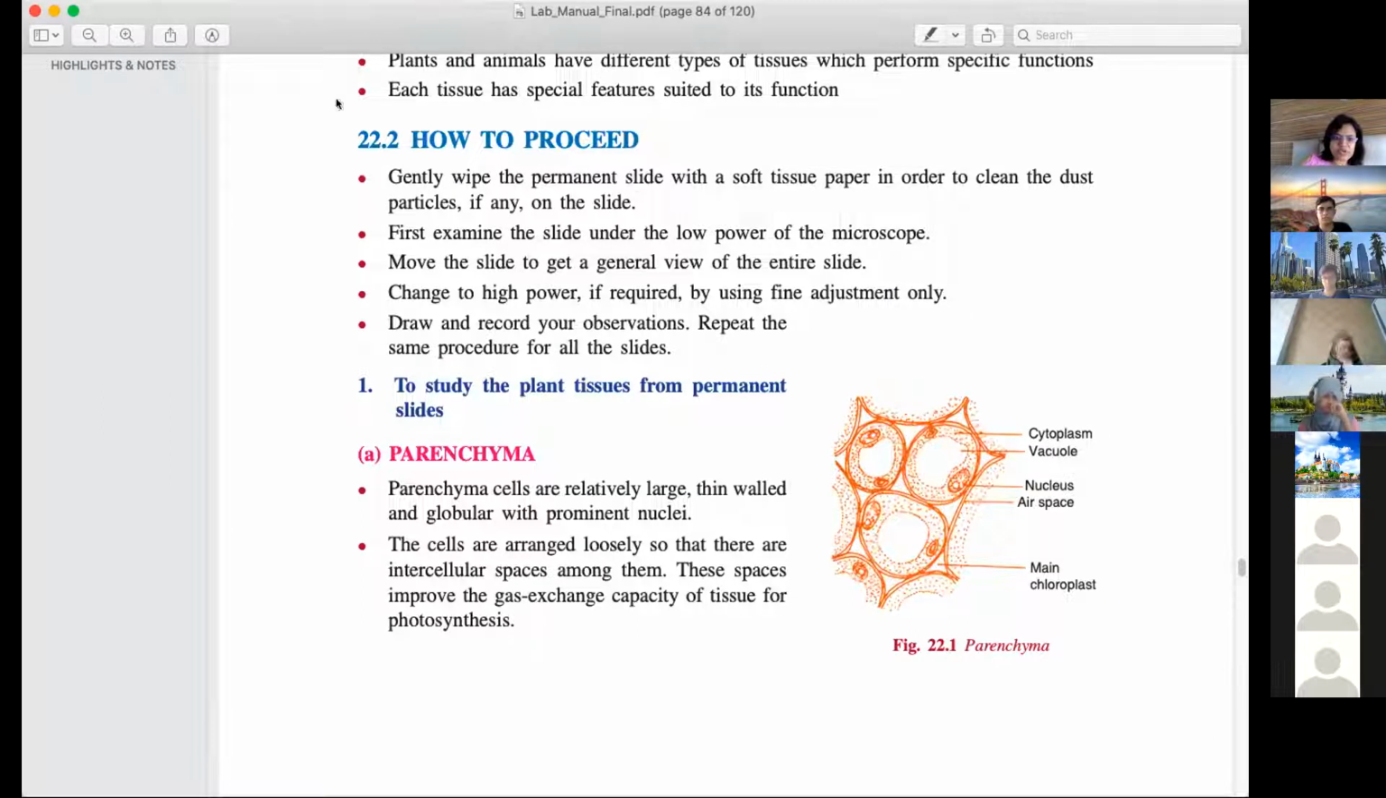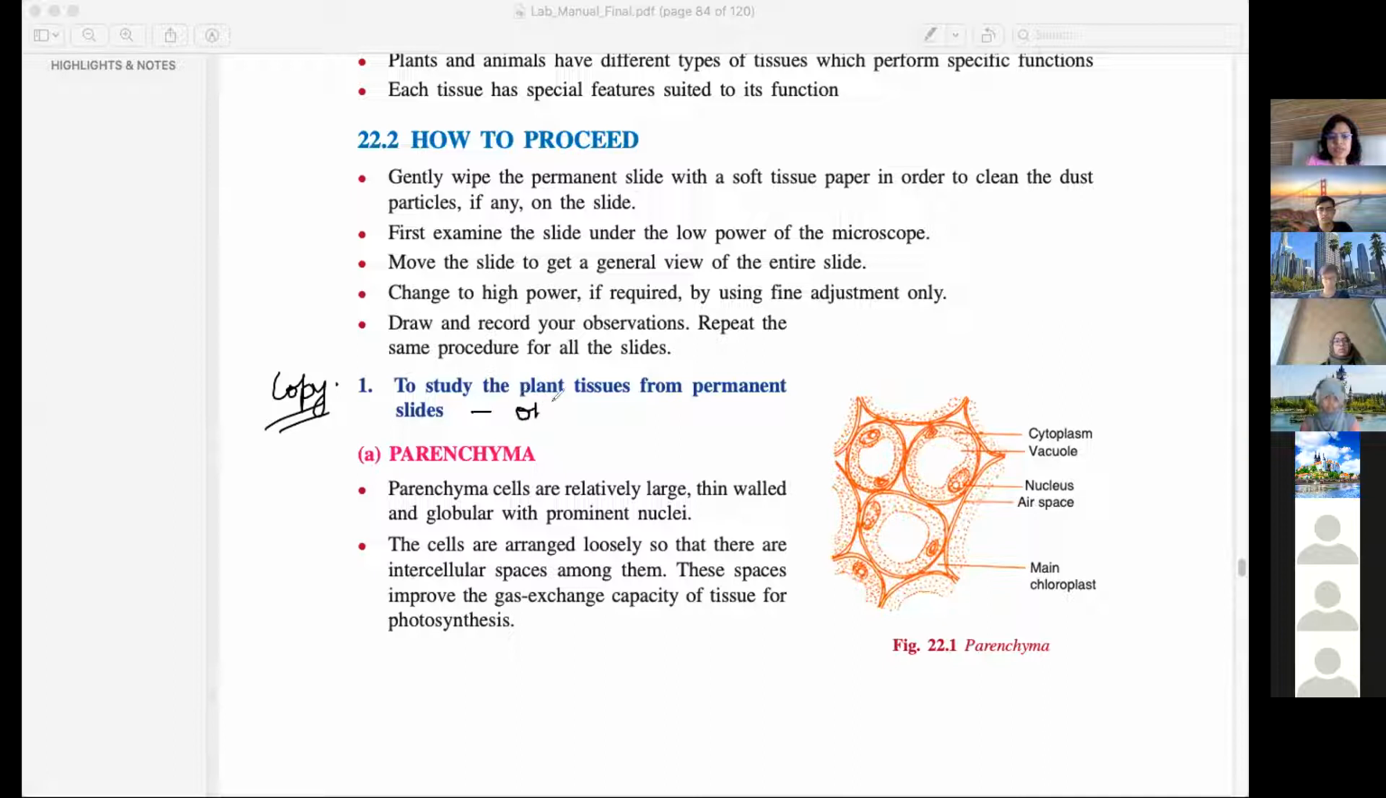After procedure, this is to study the plant tissues from permanent, copy as it is. Okay. Observation यहीं पे लिखो. You will write observation and then you will write this thing to study the plant tissues, because permanent tissue we have to study. This is under observation. Then you will write everything, draw the diagram. Is it clear? After procedure, observation के सामने to study the plant tissues from permanent slides, write parenchyma and everything.